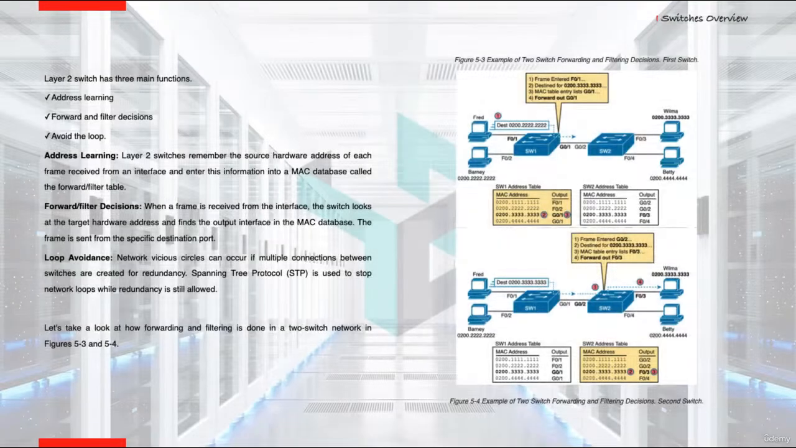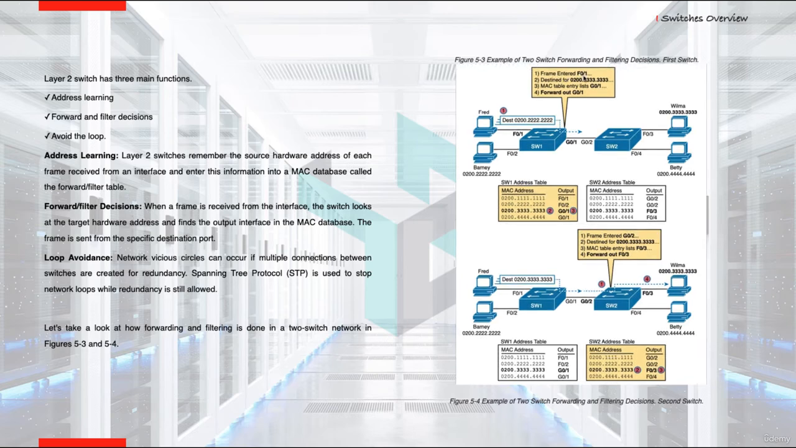Now let's look at a little more detail on this page. Layer 2 has three main functions. We have mentioned them. The first function is to learn MAC addresses, and the second is to make forward and filter decisions. In the example here, the frame comes in from Fast Ethernet 0/1 and will go to Wilma, but they misspelled the MAC address when typing it into the figure. This will be 33, ignore what it says here. The switch checks the destination MAC address when the frame arrives from 0/1 and finds that it is on Gigabit 0/1. It has learned this MAC address from switch 2 and sends the incoming packet to switch 2.